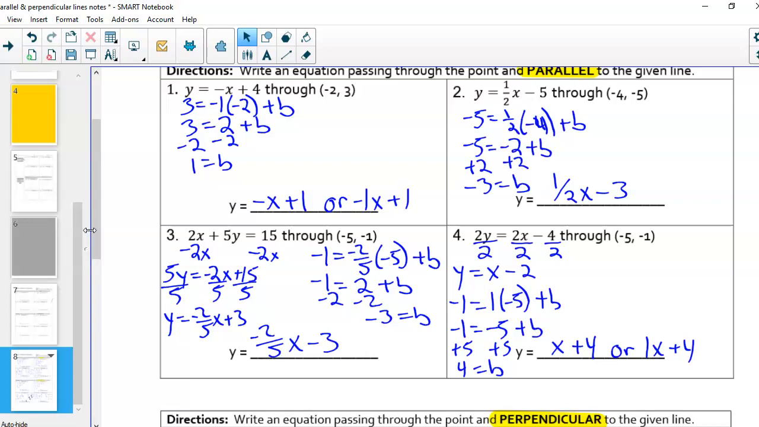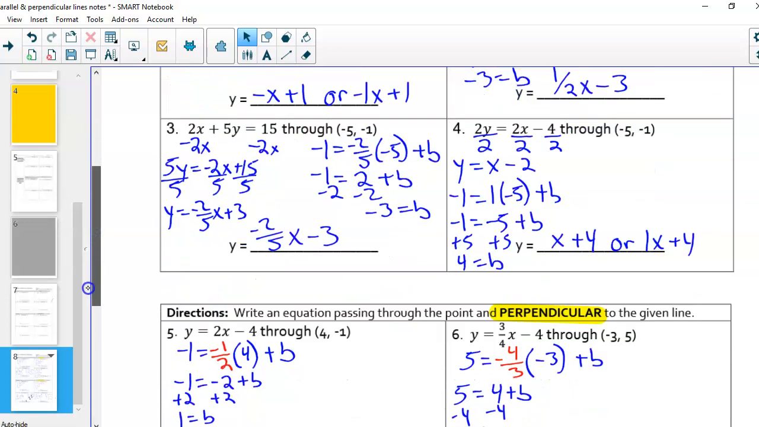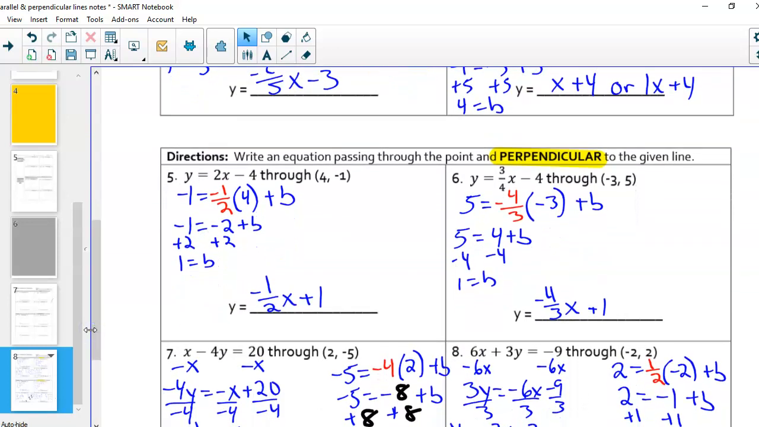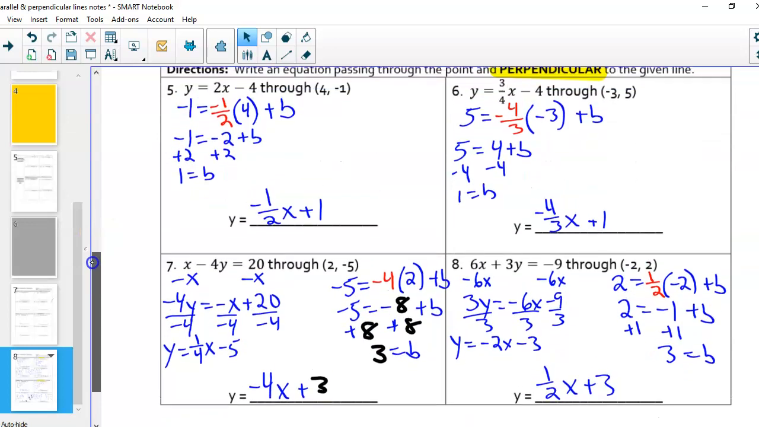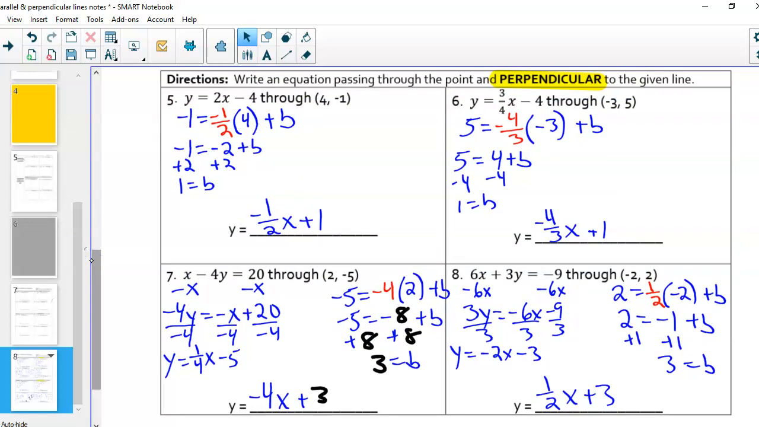So any questions on 1 through 4? If I need to go back up, just let me know. For 5, your equation was y equals negative 1/2 x plus 1. 6 was negative 4/3 x plus 1. 7 was negative 4x plus 3. And 8 was 1/2 x plus 3.